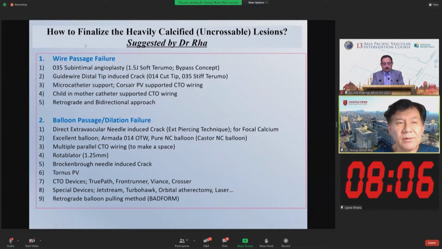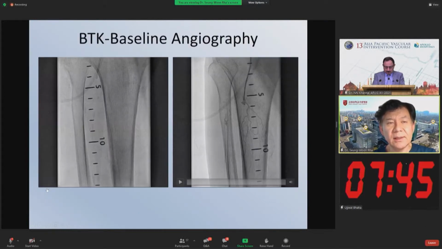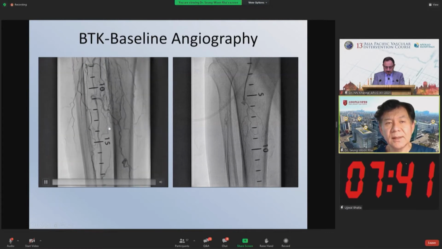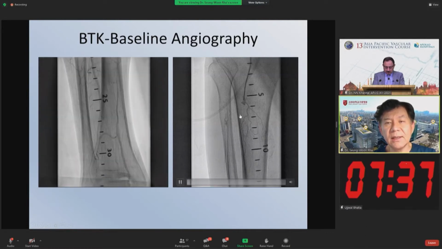The number one problem is wire passage failure in the calcified region. Today, due to time limitation, I'd like to focus on balloon passage or dilation failure. Tomorrow I will do the one focused issue on the external piercing technique. But first, a simple sample.